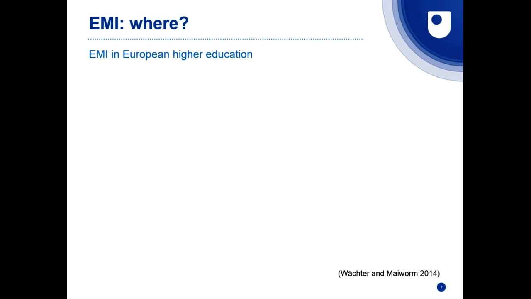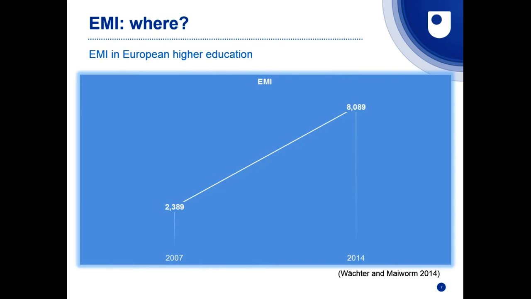Two key scholars in this area are Wächter and Maiworm, who have tried to track the development of EMI across Europe. They've made three different calculations, one in 2001, one in 2007, and one in 2014. The two latter are the most comparable because they operationalize EMI in a similar way. In 2007, they counted 2,389 EMI programs that were fully taught in English in all non-English dominant European higher education institutions. Seven years later, in 2014, this had risen to over 8,000, so it's a 239% increase. So it is a phenomenon that is growing, and it is expected to continue to grow.